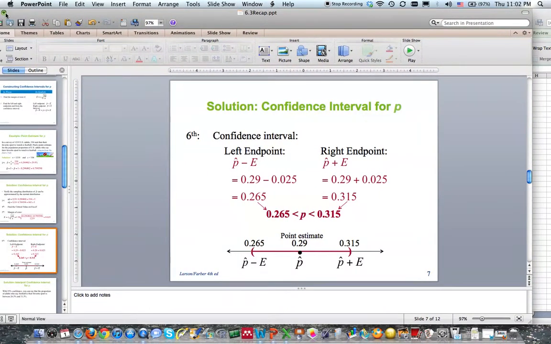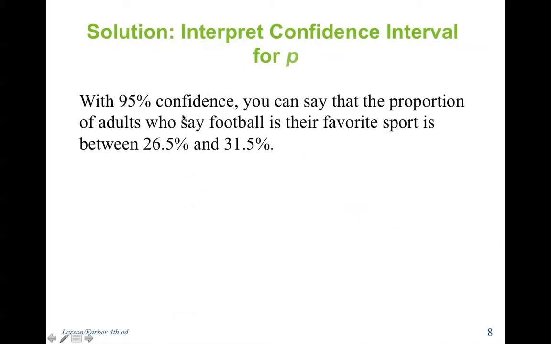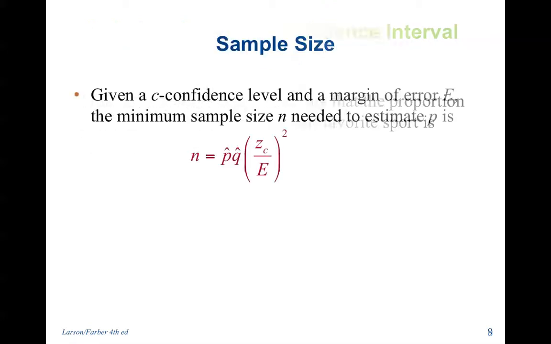So now let's go back to PowerPoint. And we added and subtracted to one side: P hat minus the error over here, P hat plus the error over here. That gives us our interval of anything that the point estimate can fall within. And so now we can say, in our interpretation of our confidence interval, with 95% confidence, you can say that the proportion of adults who say football is their favorite sport is between 26.5% and 31.5%.